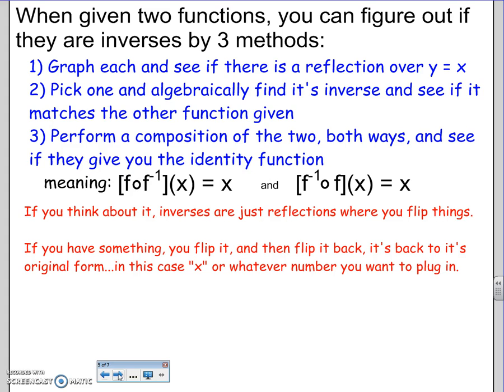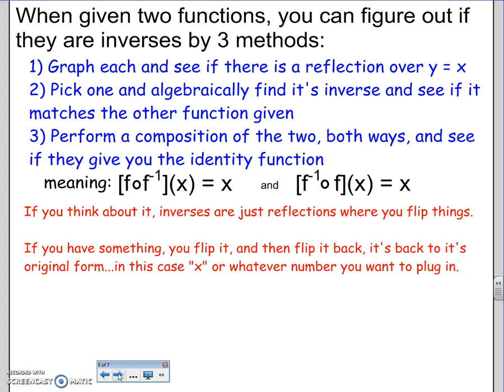And this third one's kind of new. You perform a composition of the two, both ways, and see if they give you the identity function. Meaning f inverse of f of x should give you x, and if it's both ways, f of f negative 1 of x should be x. So really think about it for a second.